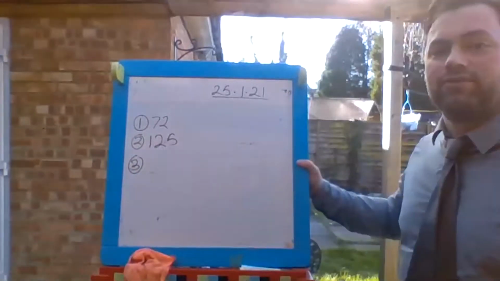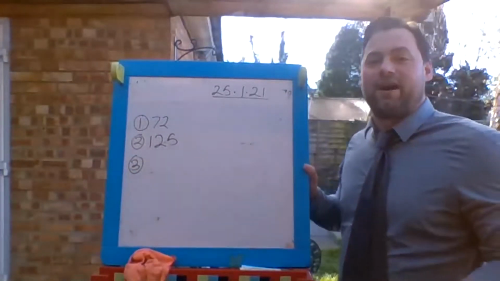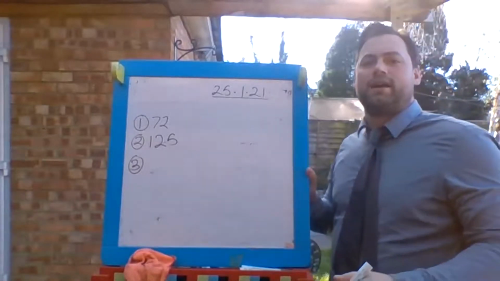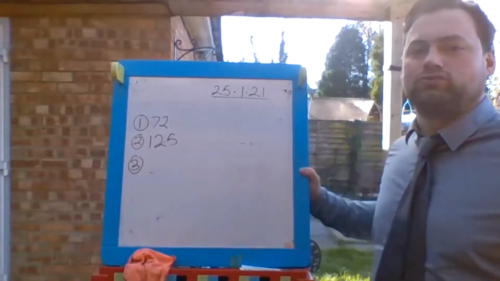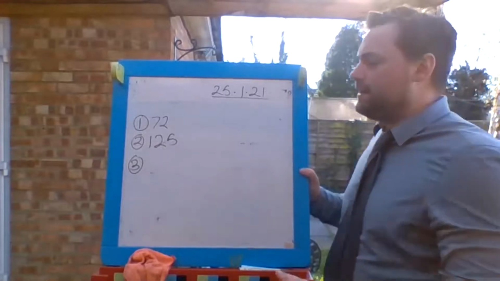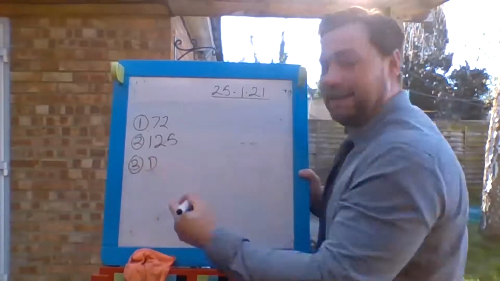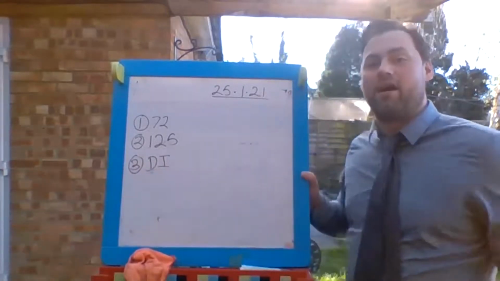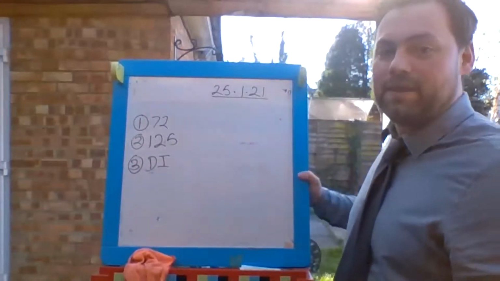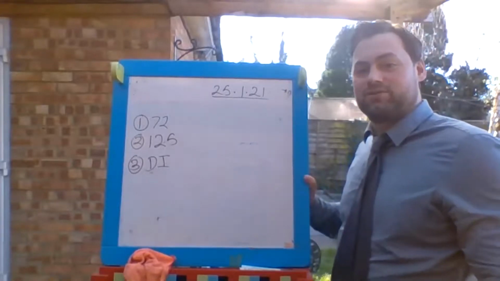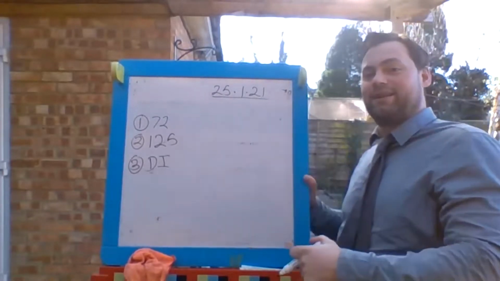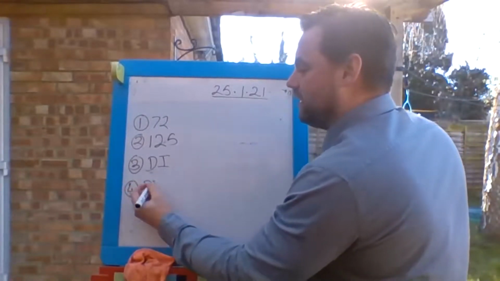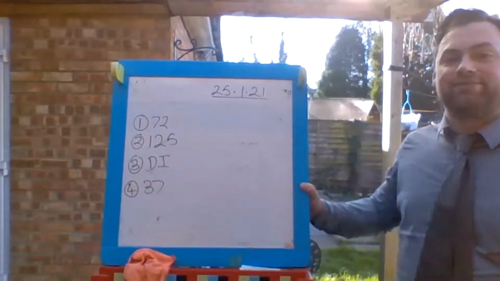Question number 3. What is 501 as a Roman numeral? Okay, 500 is D. There are no 10s, and there's just one I. So that's that one. What number is next in our sequence? We've got 21, 25, 29, 33. What's it going up in? It's going up in 4s. So our next one is going to be 37.